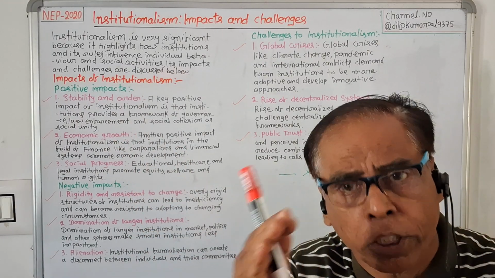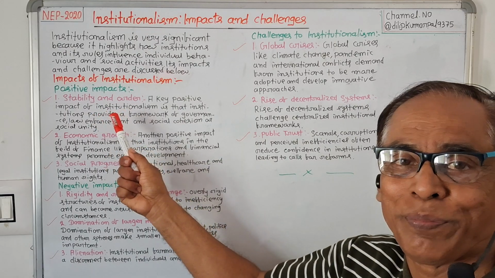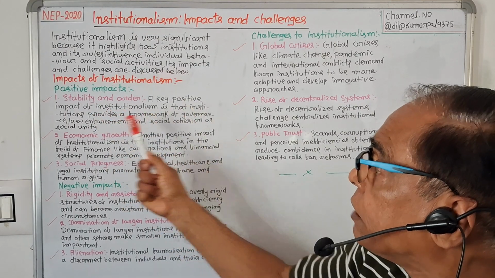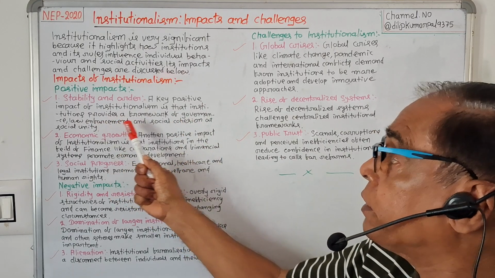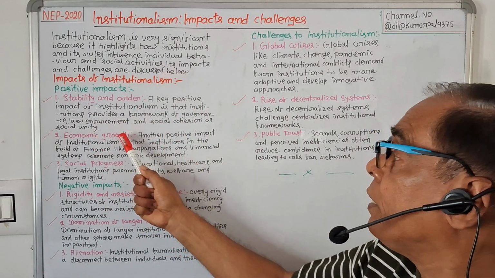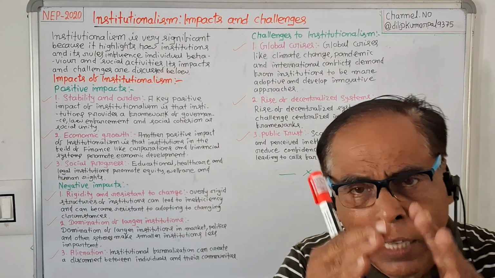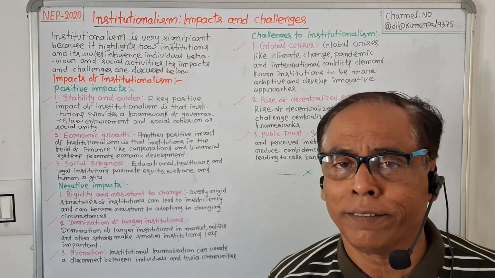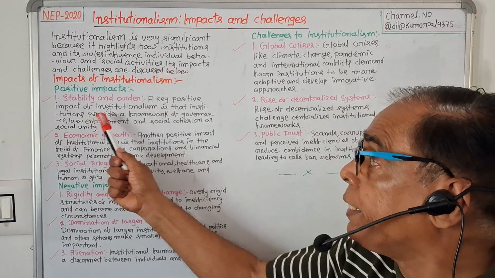The first positive impact of institutionalism is stability and order. A key positive impact is that institutions provide a framework of governance, law enforcement and social cohesion, or social unity.